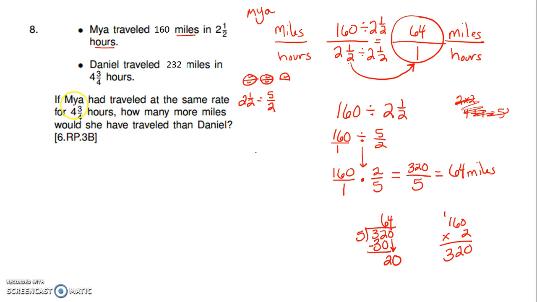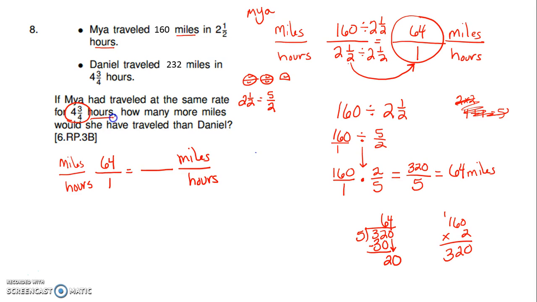How far can she travel in 4 3/4 hours? Okay, we can again do miles to hours equals miles to hours. And we just figured out the unit rate. We figured out that Maya could go 64 miles in 1 hour. We want to know how far she can travel in 4 3/4 hours.